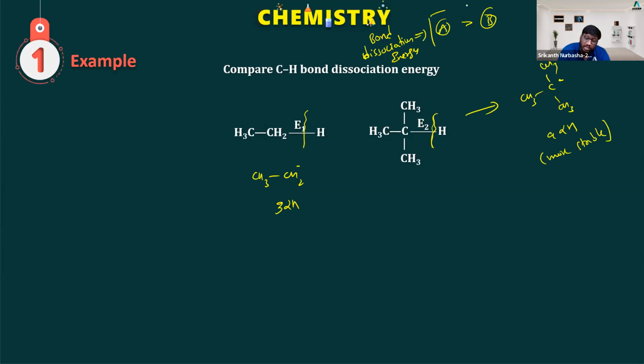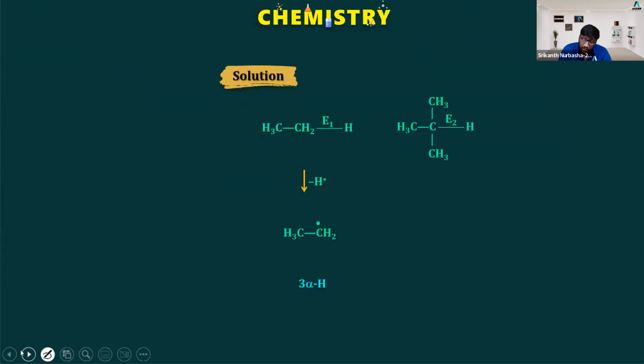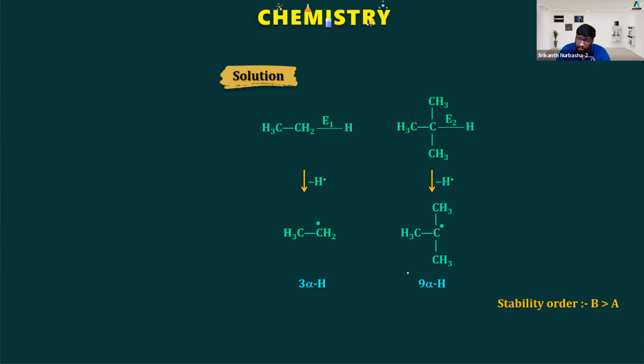Bond dissociation energy order is A greater than B, because in A, if the bond has to be cleaved, you will generate a less stable species. But in B, if the bond is cleaved, you will generate a more stable species. Same logic. In A and B, if you try to cleave the bond, you will be generating CH3 CH2 dot and CH3 C dot CH3. So stability order will be B greater than A. Bond dissociation order will be A greater than B, because they are inversely related.